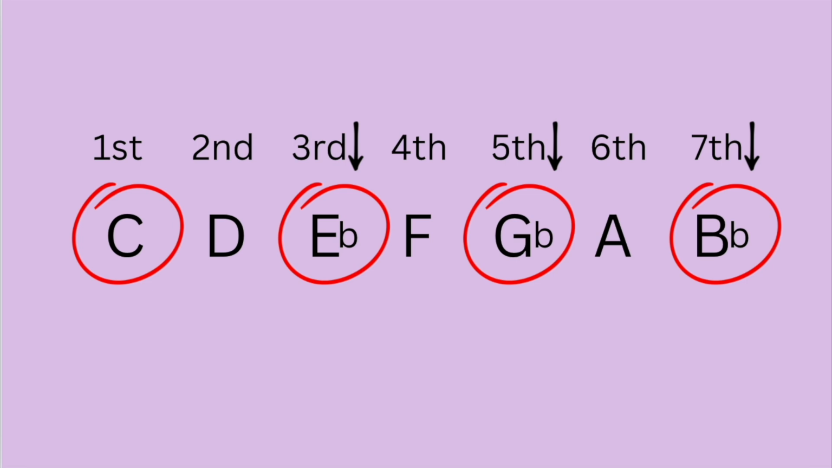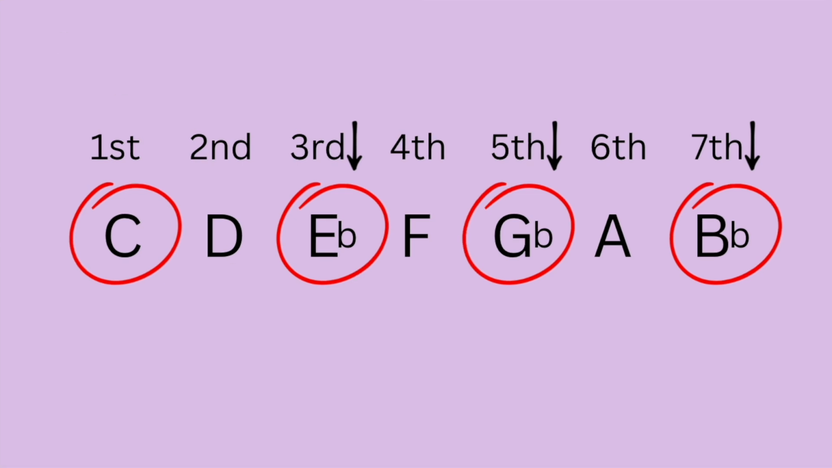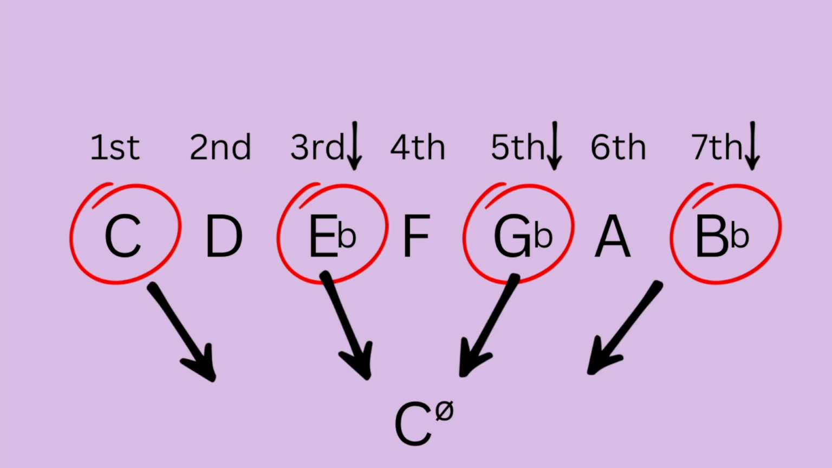So in this chord, we've taken the 1 from the scale, and then we've flattened the 3, the 5, and the 7 to make a chord called the half diminished. So in the key of C, half diminished is C, E flat, G flat, B flat.